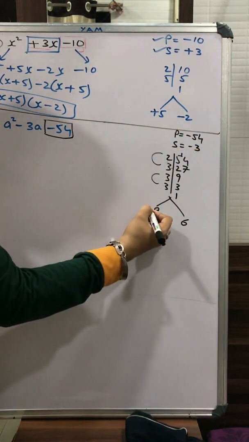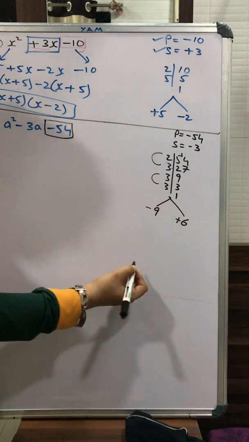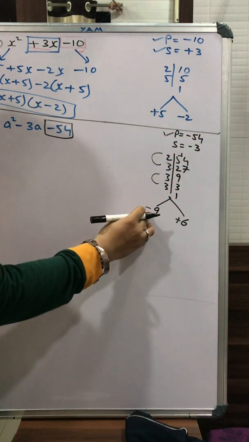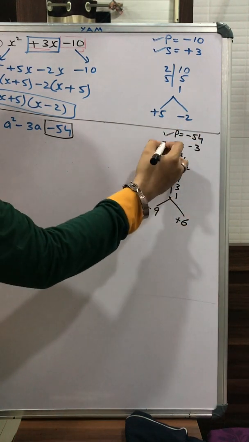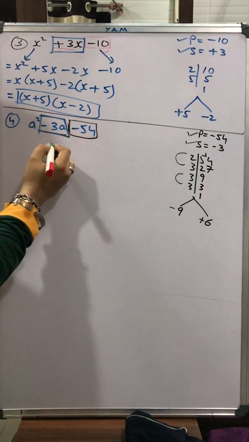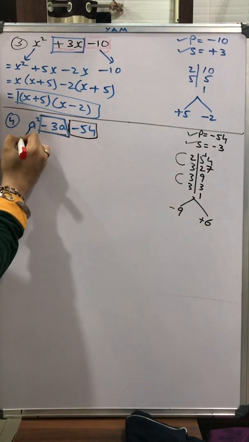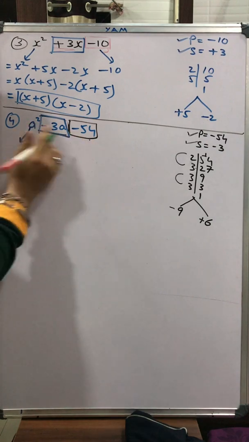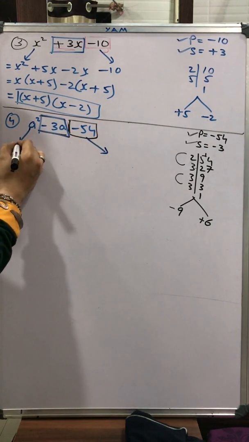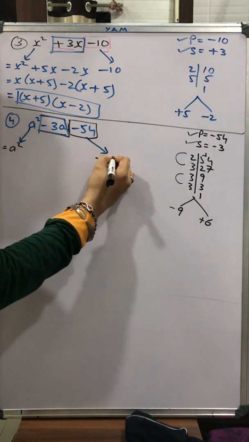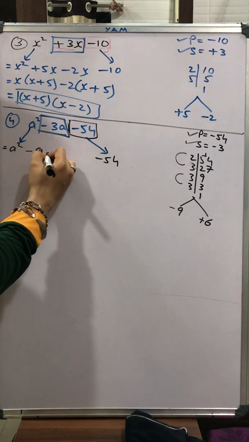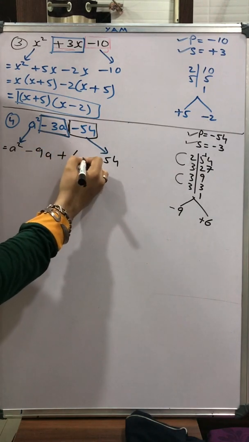So if I put minus 9 here and I write plus 6 here, minus 9 multiplied by plus 6 is minus 54, and minus 9 plus 6 is minus 3. Okay, I'm just replacing this minus 3 with minus 9 and plus 6. I'll write this a square same, and this minus 54 same as it is. So a square and minus 54 as it is. At the place of minus 3a, I'll write minus 9a plus 6a.